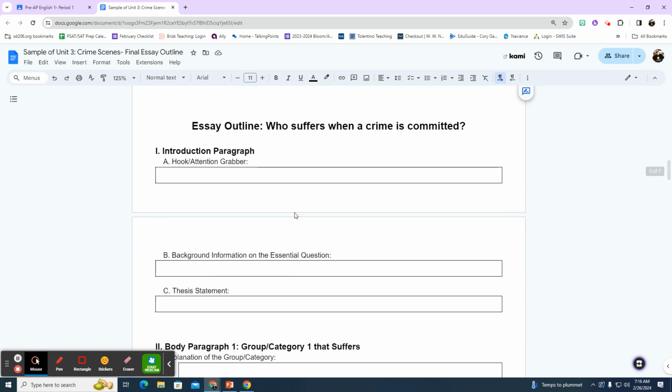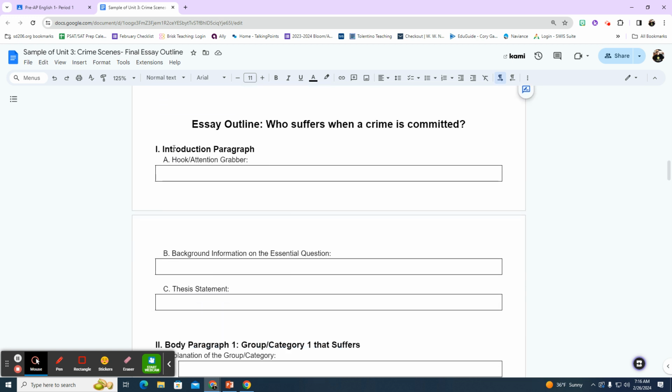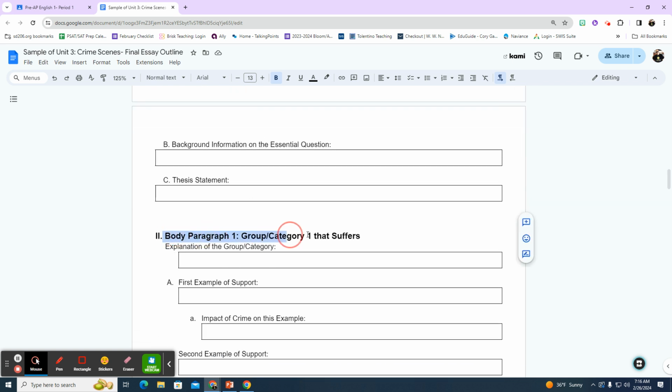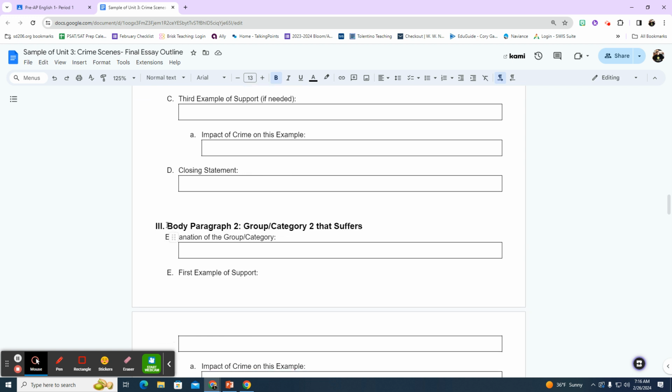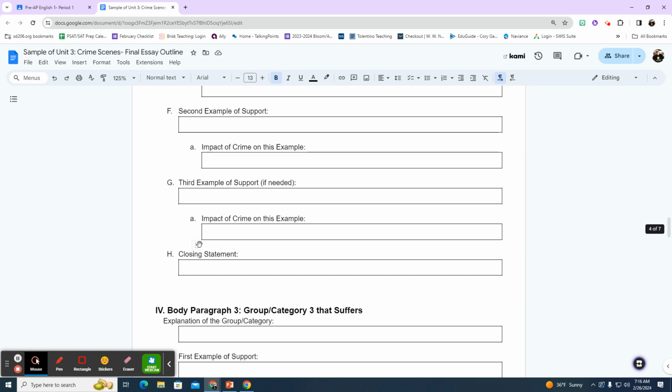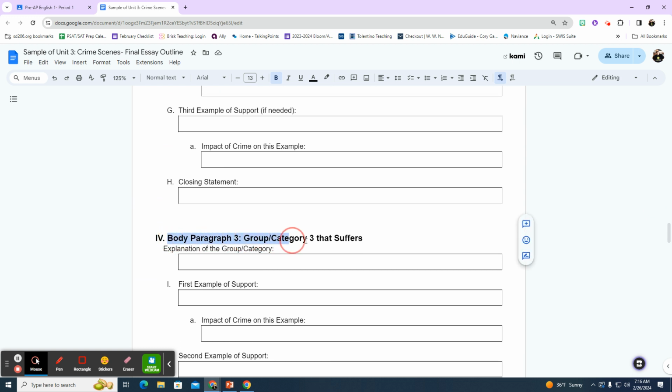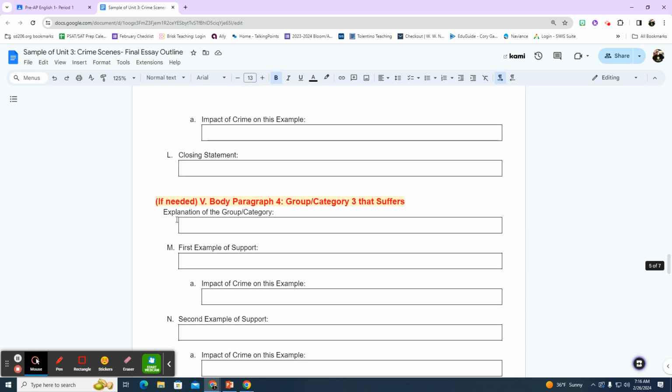Now, if you recall, an essay has numerous parts. You have your introduction paragraph, you have your first body paragraph, which is your second paragraph. You have your second body paragraph, which is your third paragraph. You have your third body paragraph, which is your fourth paragraph. You might have a fifth paragraph, which would be another body paragraph if you have four examples.